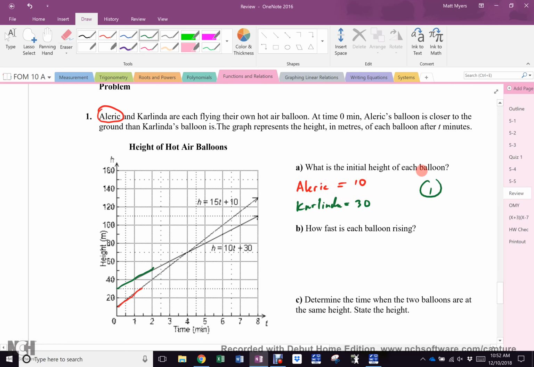How fast is each balloon rising? The red one, Alaric, is going 10 meters per what? Minute. Is that okay? It's for a unit, right? A single thing. 10 meters per minute. What about Carlinda? Oh, she's supposed to be green, not blue. What about Carlinda? I think it's 19, but I feel like it's wrong. I got 20, but it's not. I would say 30, but I'm going to say no.